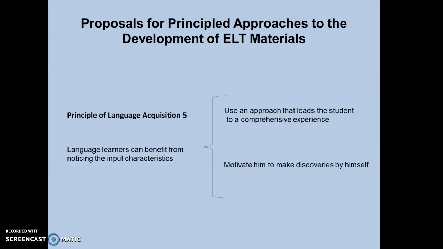Principle of language acquisition 5. Language learners can benefit from noticing the input characteristics. In this aspect, it's necessary to motivate discovery by themselves, because the experience is very important.